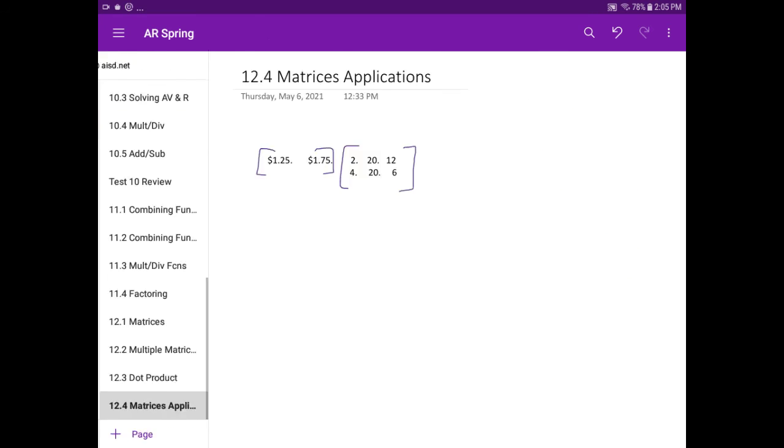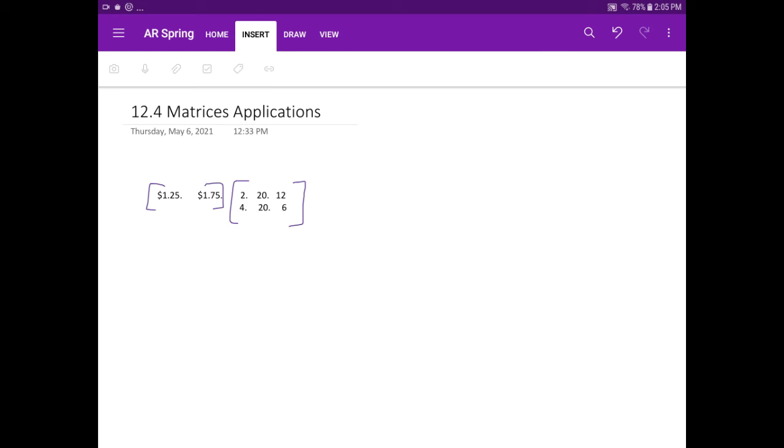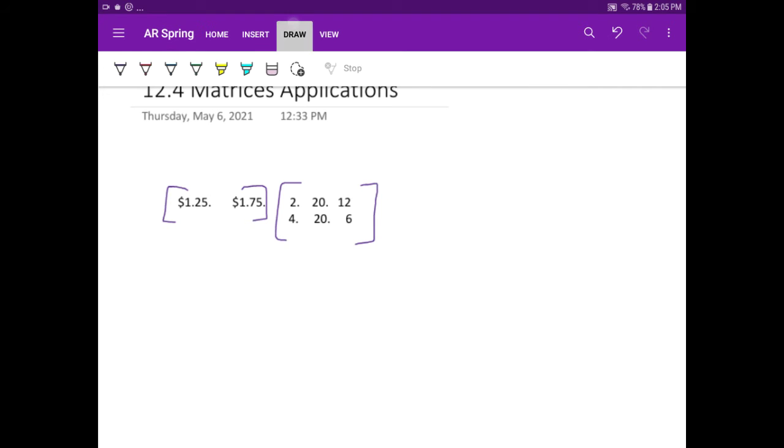Last thing we'll look at is application of matrices. Okay, so I just made up some scenarios. So let's say this is tacos de harina, and then tacos de maíz.